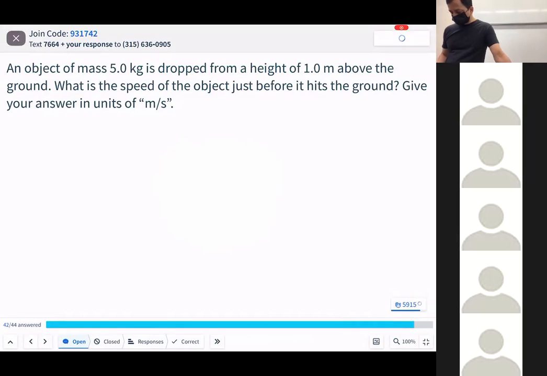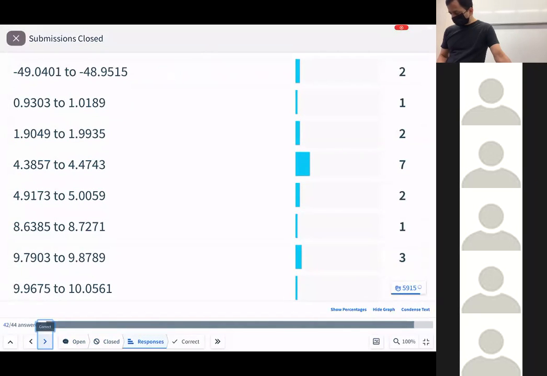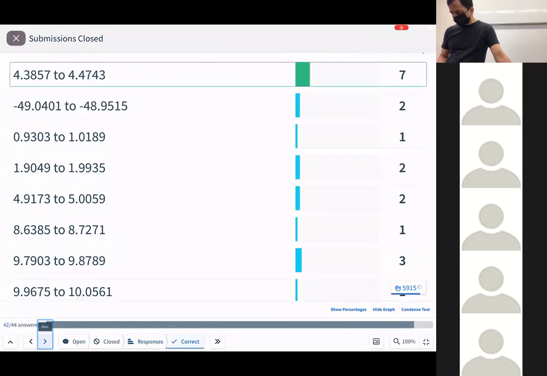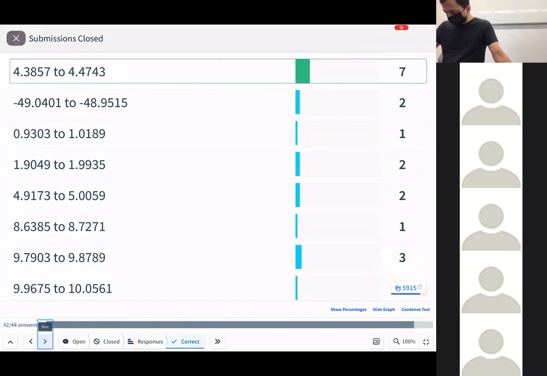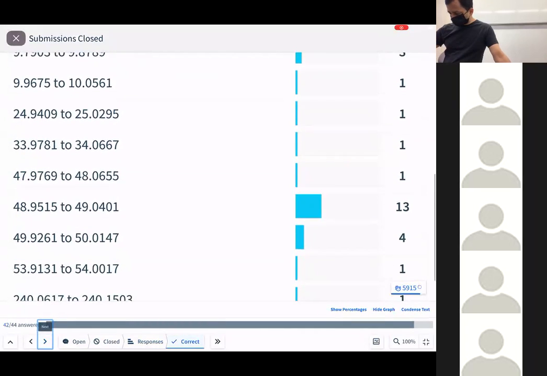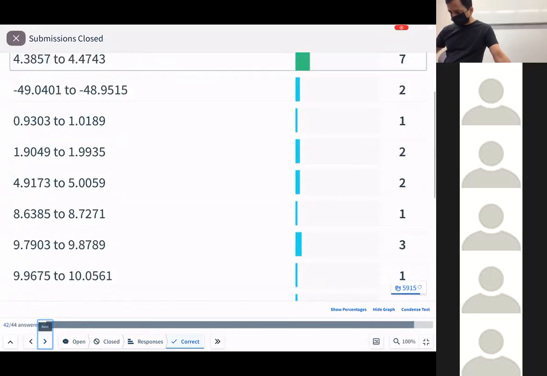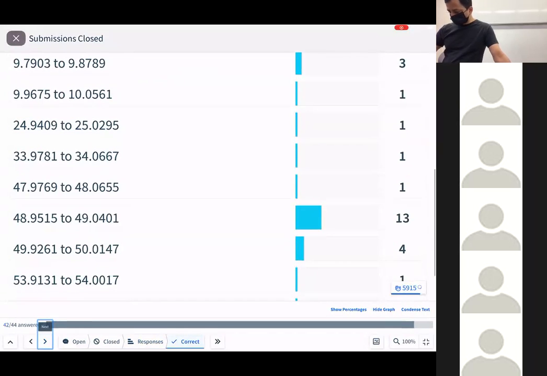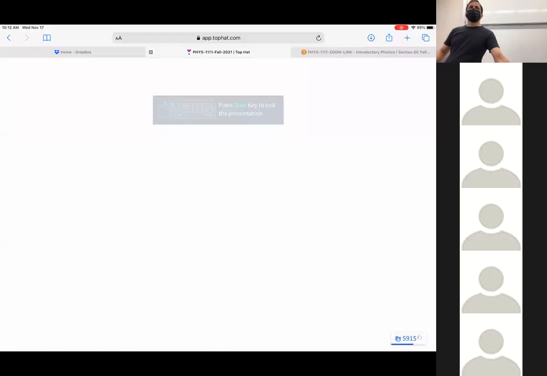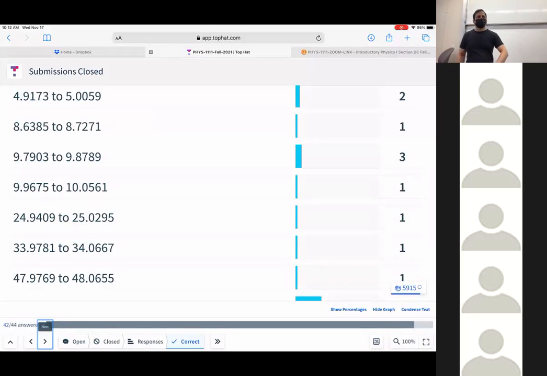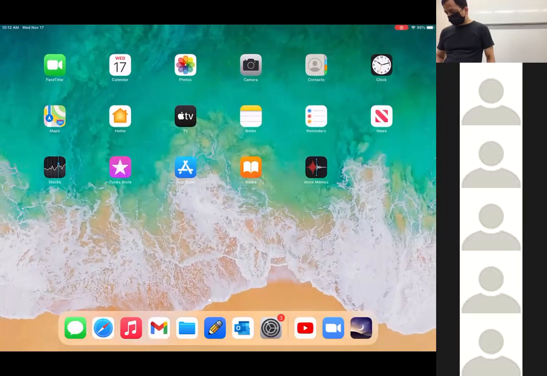Okay, let's see what we got. All right, let's see what the correct answer is. All right, so it's kind of all over the place. The correct answer is... there were 13 that had 48.9. Is there some decimal issue? Why are people getting 49? Oh, I see. Right. So some of you just computed the mgh, I guess. Right. So let's just do that.